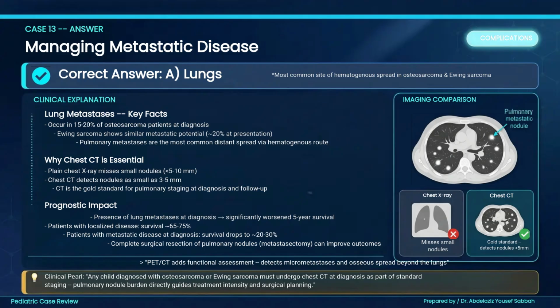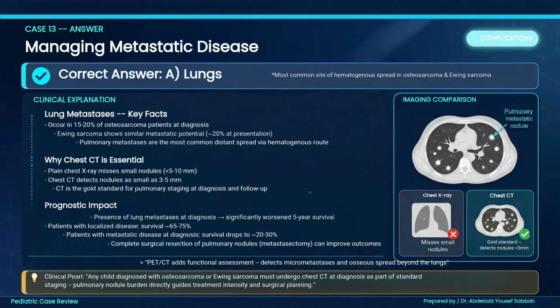Plain chest X-ray misses small nodules smaller than 5 to 10 millimeters. Chest computed tomography detects nodules as small as 3 to 5 millimeters and is the gold standard for pulmonary staging at diagnosis and follow-up. The prognostic impact is significant.